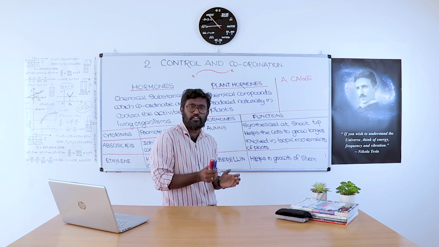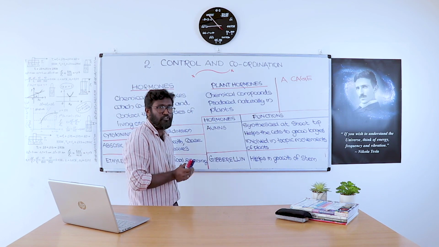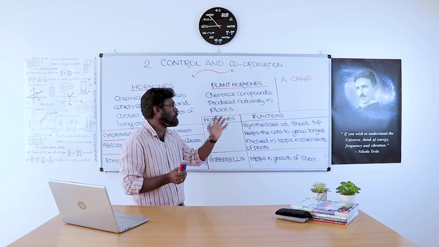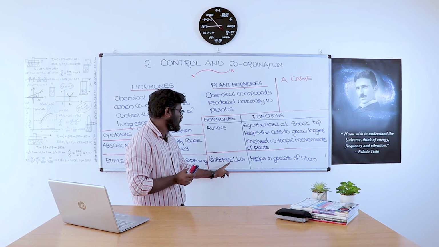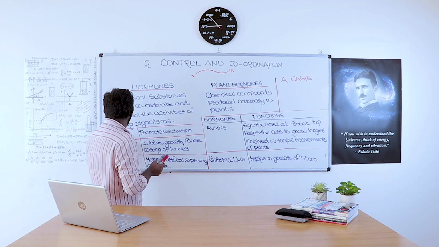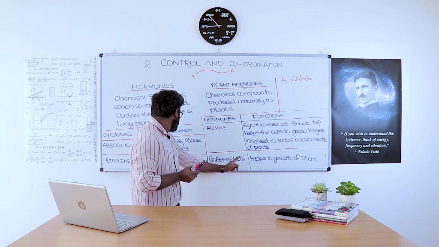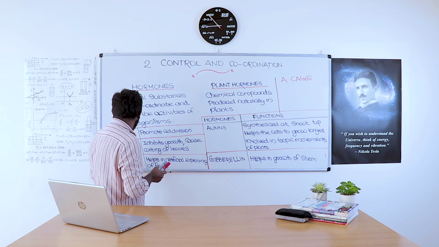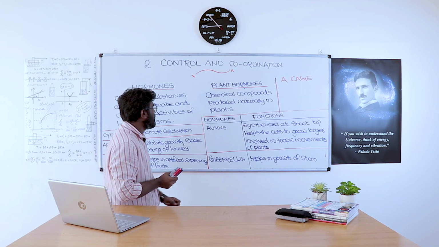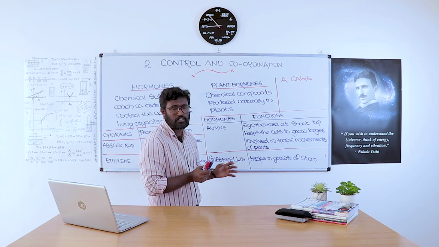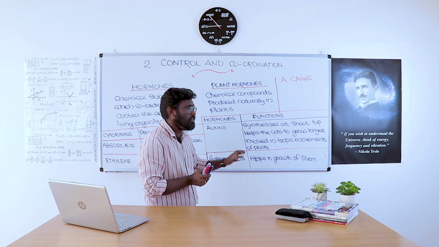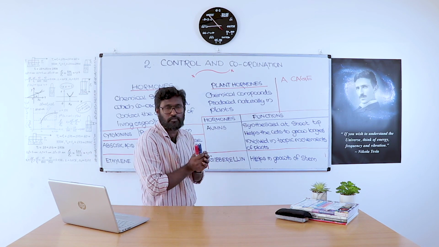So here we want to discuss 5 hormones in plants: auxin, gibberellin, cytokinin, abscisic acid, and ethylene. First of all, we want to know what is meant by auxin, or otherwise, what are the functions of auxin in the case of plants.